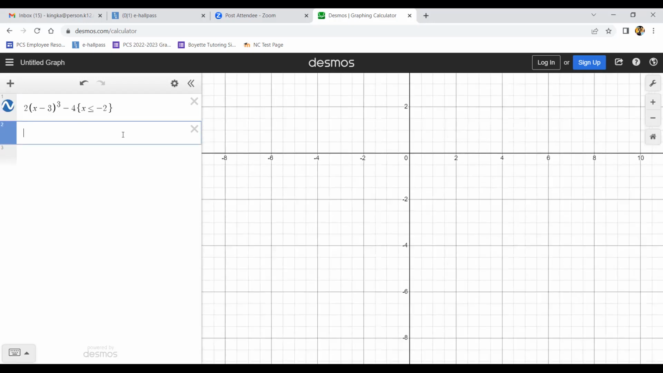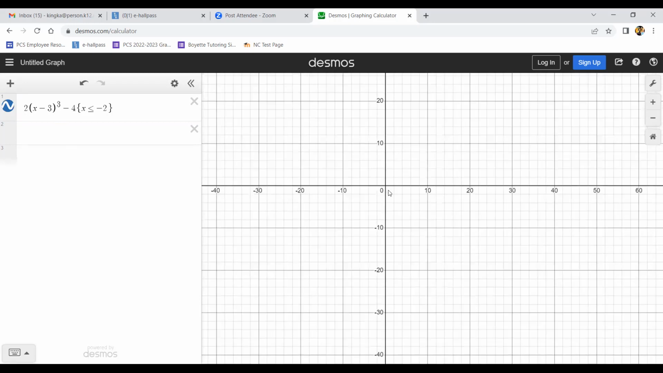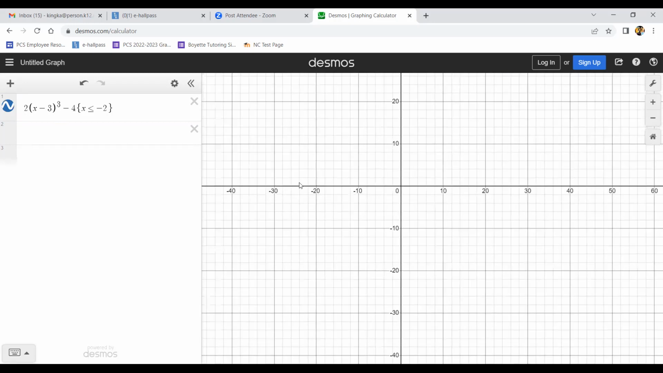And I'm going to get out of that. What did I type that was weird? Does everyone have a graph showing up, or is yours doing what mine did? Okay. Hang on one second. 2x minus 3 to the third minus 4. Oh, wait. If you zoom out, it's right. Yeah. Yeah, that's fine.